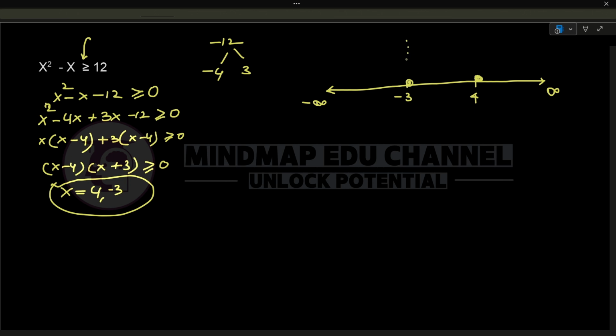Now again we have 3 sections on the number line. Let's plug in the values. So here we will take minus 4. Let's take it here as 0 and 5. Now substitute these values in the factored form equation. It is x minus 4 and x plus 3.